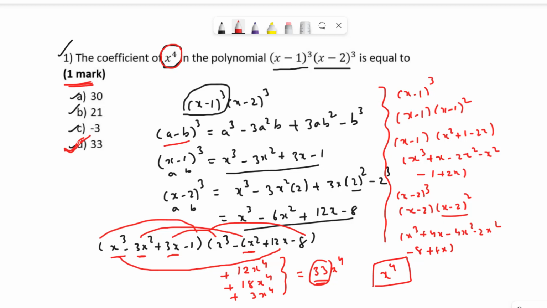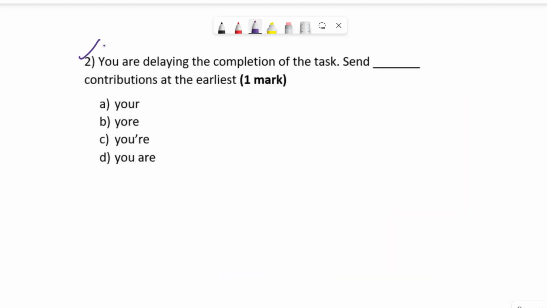Let's go for the second question. Let's read this question. You are delaying the completion of the task. Send dash contributions at the earliest. This question was asked for 1 mark. So it's a very simple question. You are delaying the completion of the task. Send your contribution at the earliest.